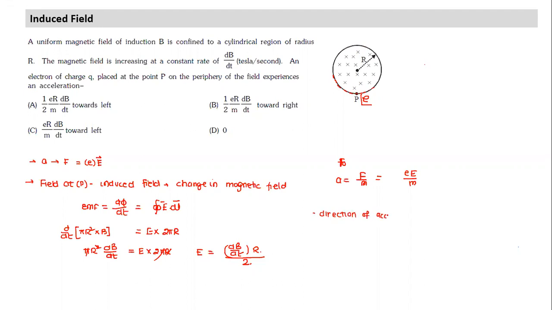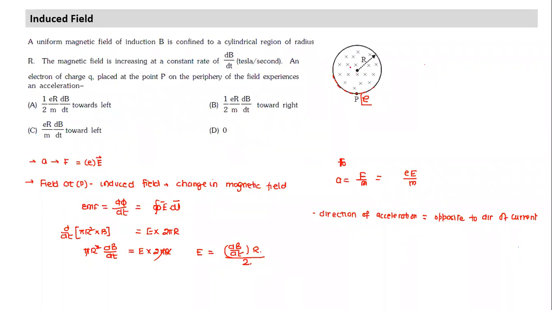The direction of acceleration of the electron will be opposite to the direction of current, which makes sense: current is defined by positive charge, the electron is negative, so it moves opposite to the direction of current. How do we find the direction of current here? Using Lenz's law. So, in this case, what is given here?